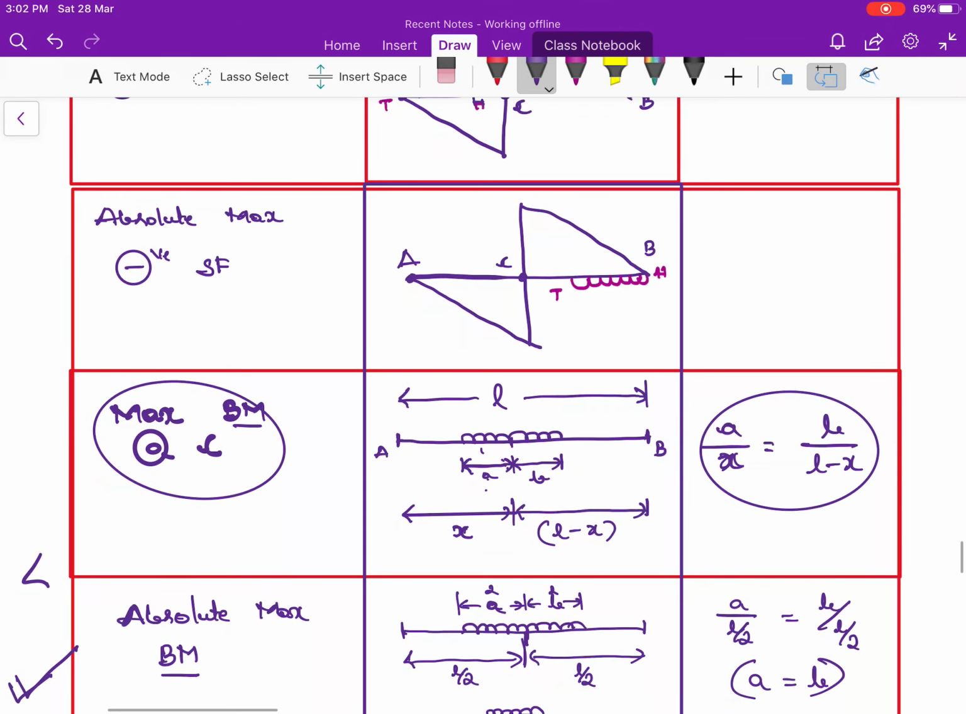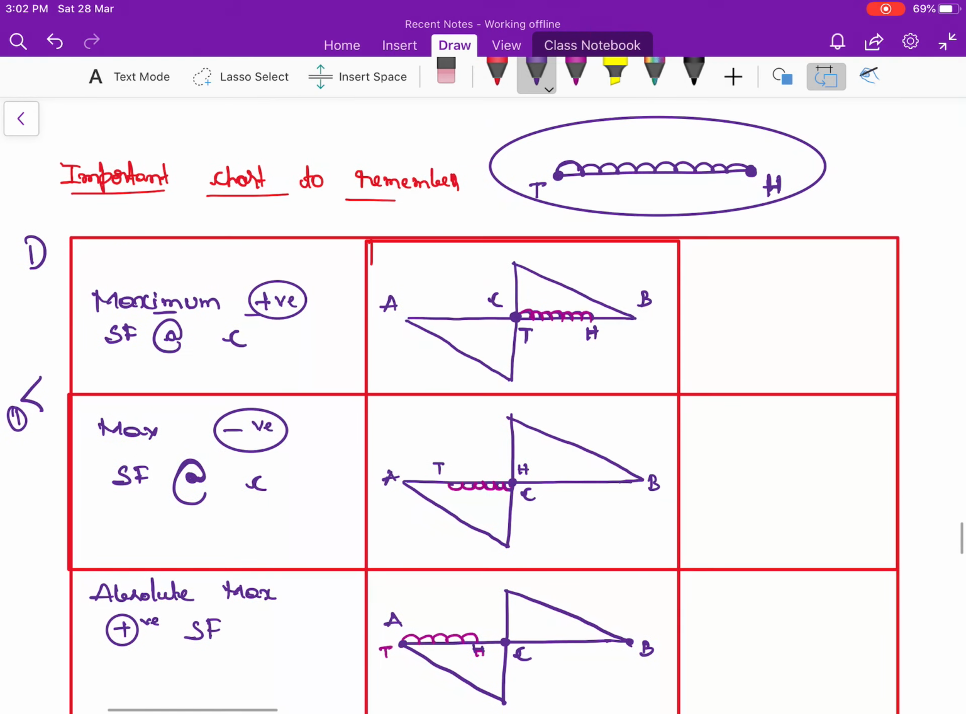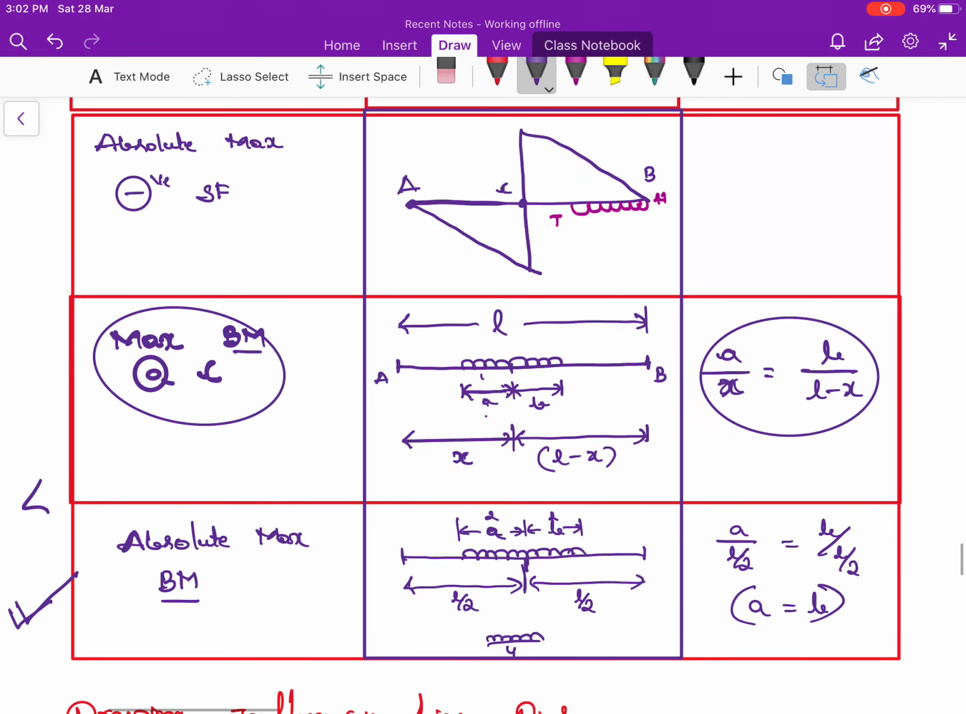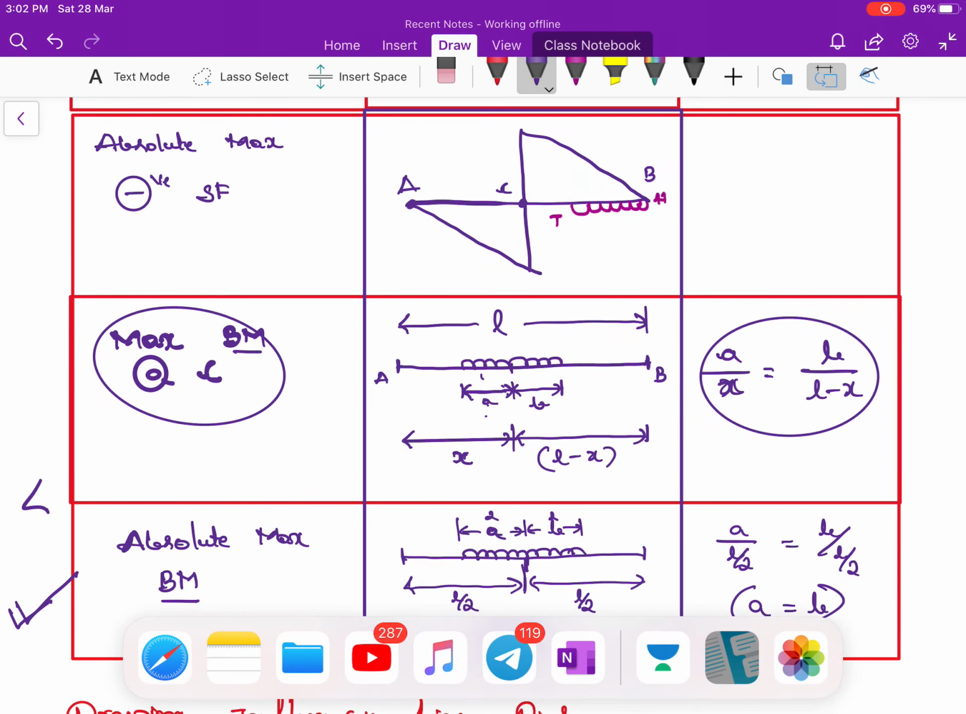So I have given all the charts. These charts are very important in solving the MCQs. I told you, please make a note of this chart. Fine, let me move on to that.